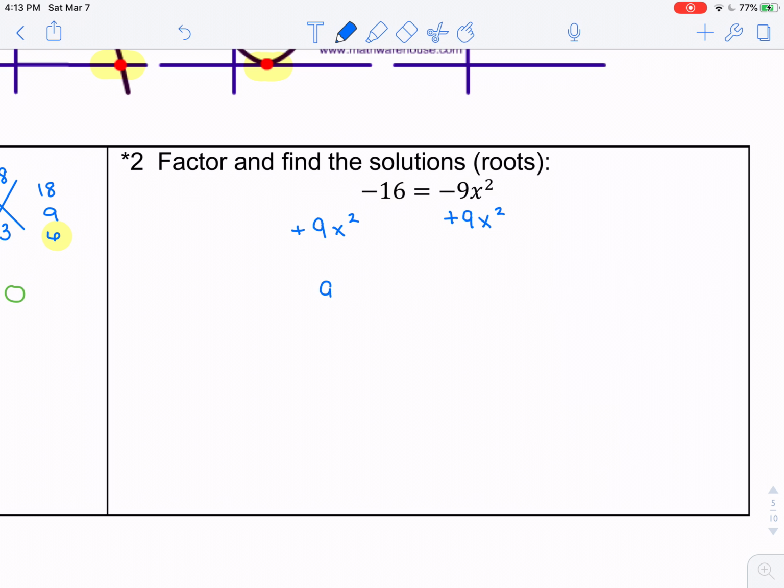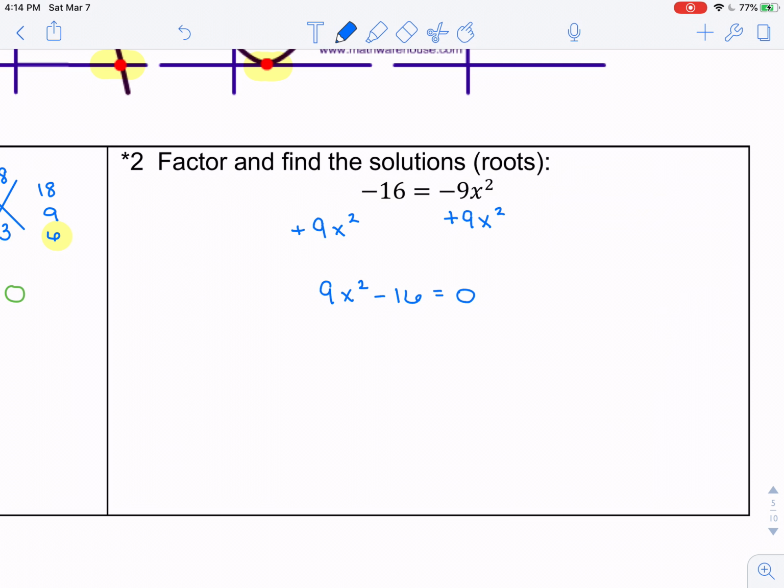and that would result in 9x squared minus 16 equals 0. There are two ways that I could go about solving this equation. I'm going to show you the factoring method, and then I'll also show you how we can set this equal to 16 and square root both sides.